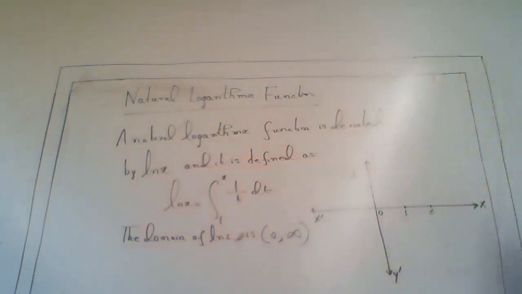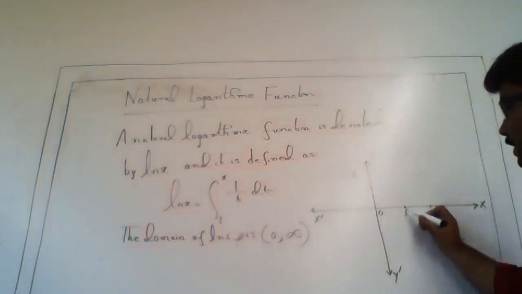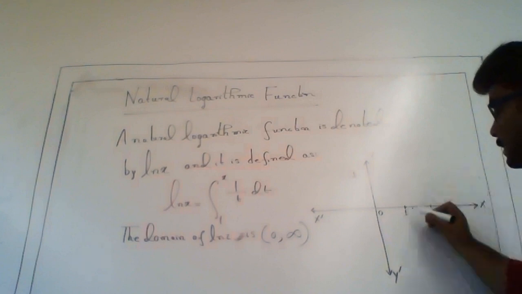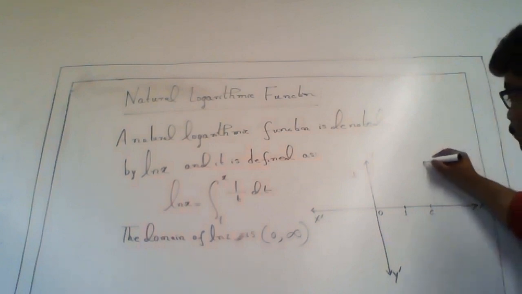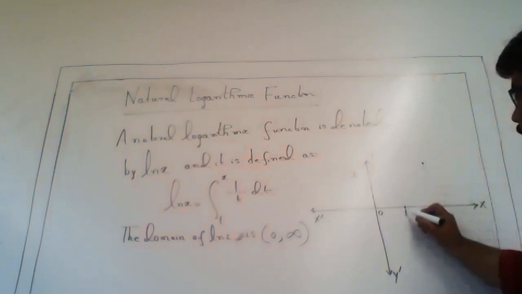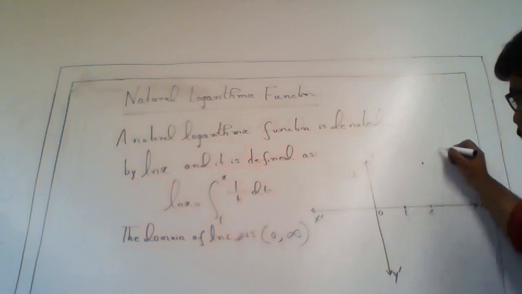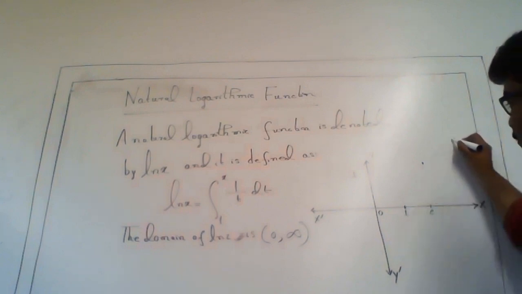So this is how the graph of ln x looks like. The graph of ln x cuts the x-axis at the point 1. There is a special number which we denote by the letter e. At the point e, ln x takes value 1. At 1, it takes value 0. So this is how the graph of ln x actually looks like.